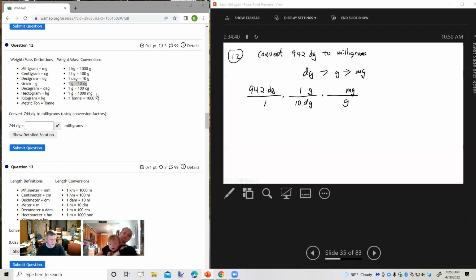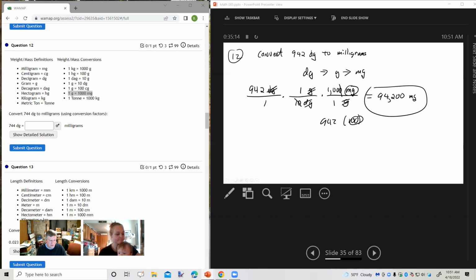And then milligrams and grams. 1 gram is 1,000 milligrams. So decigrams crosses out, grams cross out, we have milligrams. I can get rid of a 10 on the bottom and a 10 on the top. So now I've got 942 times 100, which is going to add 2 zeros, right? 2 zeros. So 94,200 milligrams. Any questions about that one? Okay.